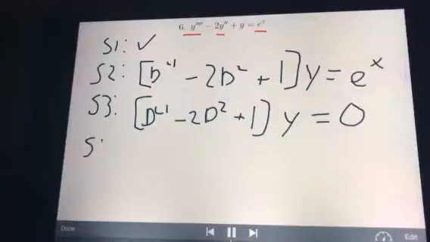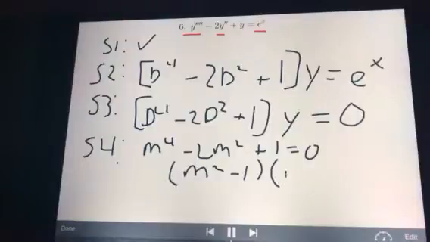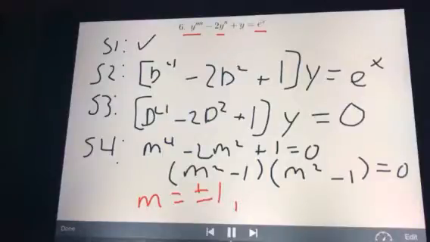For step 4, we have to solve the homogeneous version, and for that we basically change this to be m to the fourth minus 2m squared plus 1 equals 0. That's going to factor to be m squared minus 1 times m squared minus 1 equal to 0, and that's going to leave us with m equals plus and minus 1 as well as another plus and minus 1.